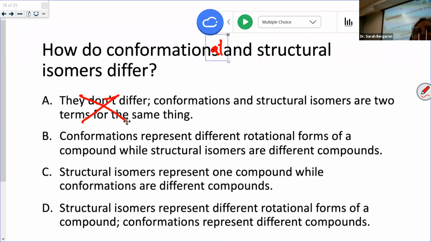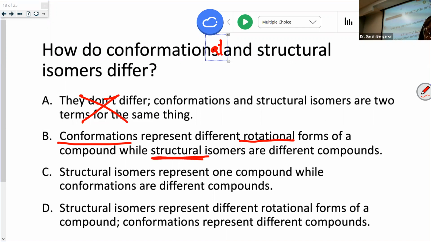What do we say about a conformation, right? You can change your body's conformation without changing yourself, right? So it's just a rotational form. A conformation is a rotation. It's just a movement, right? You can draw hexane a bunch of different ways, right? You could draw it kind of curved, you could draw it straight across, but it's still hexane.